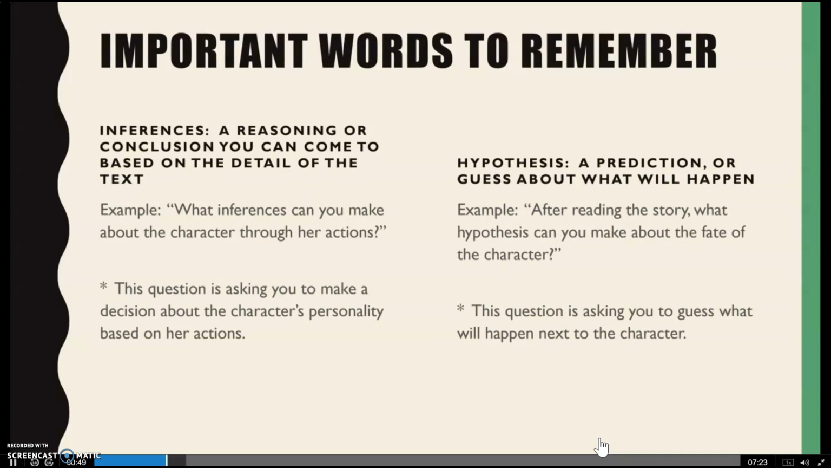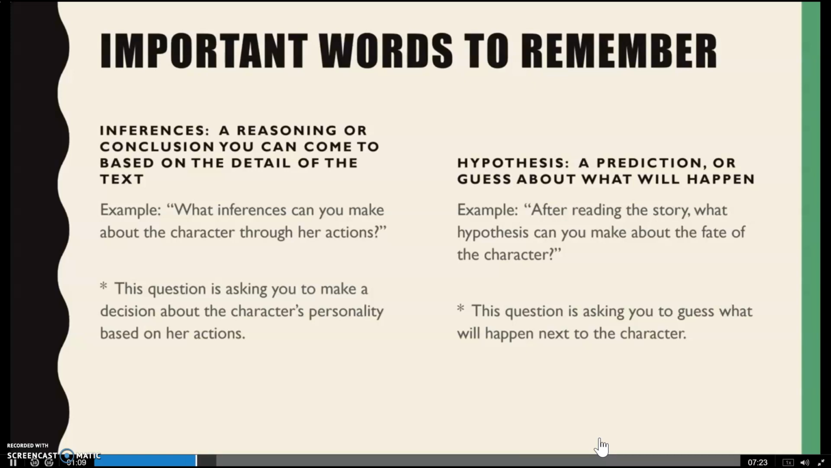You'll hear the word inferences. Inferences mean it's like detective work, drawing your own conclusions. The story might not tell you this happens, but based on your experiences in hearing about it, you can conclude, you come to your own conclusions, you infer, your inferences, that that's what's going to happen.